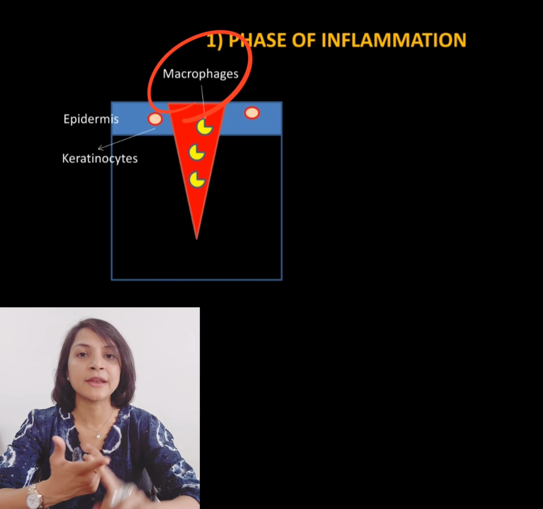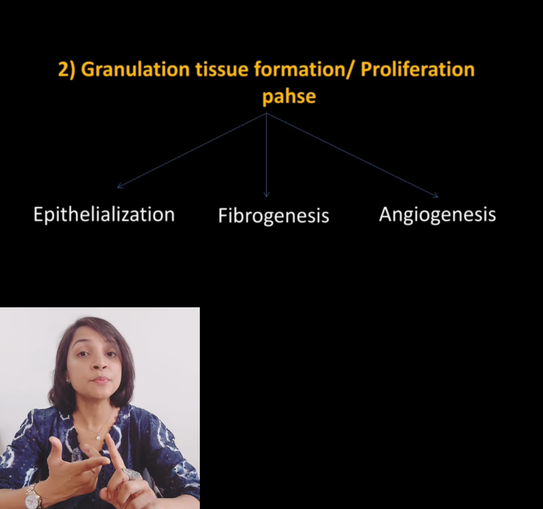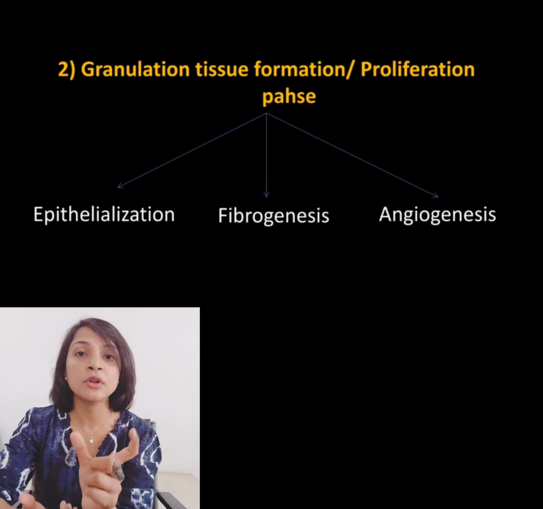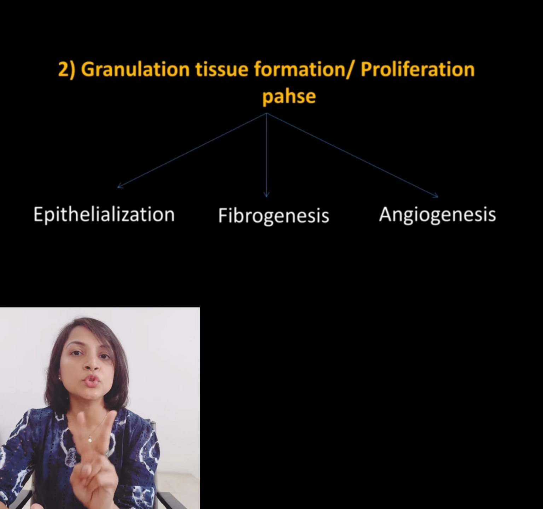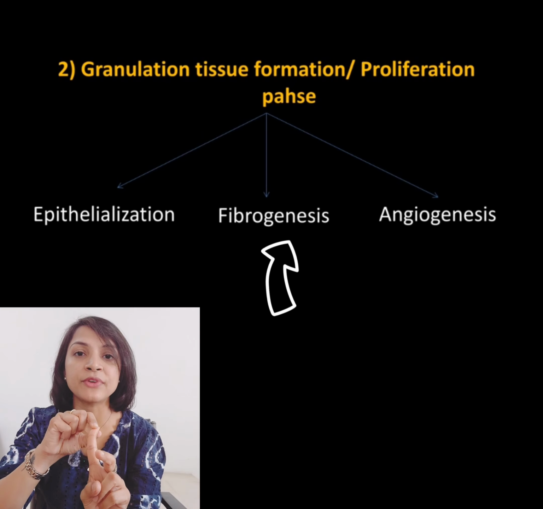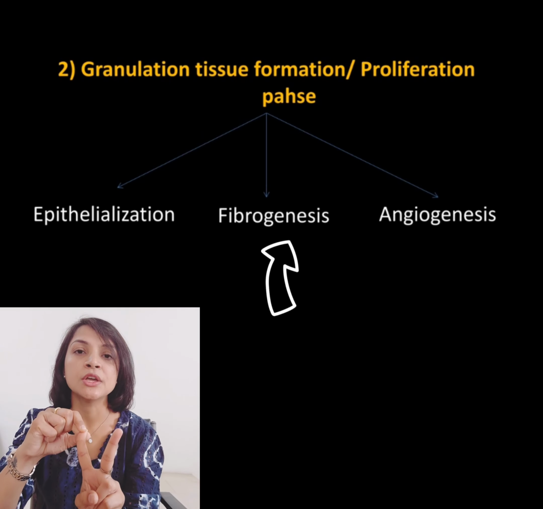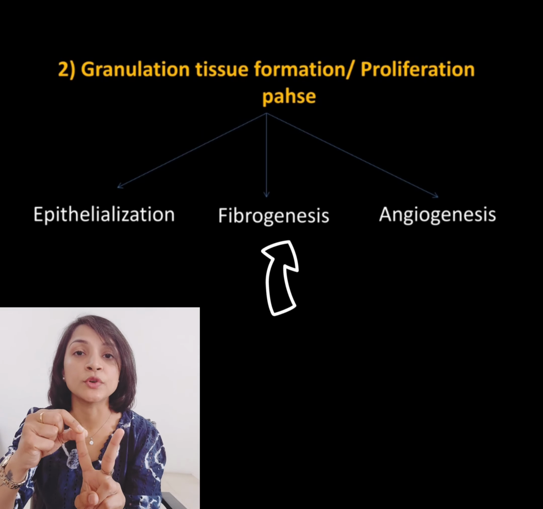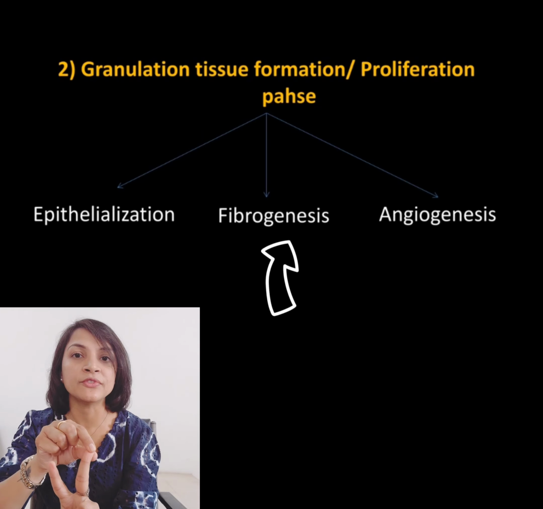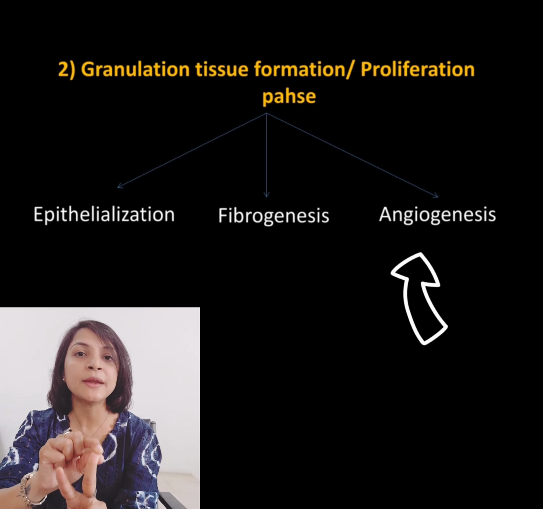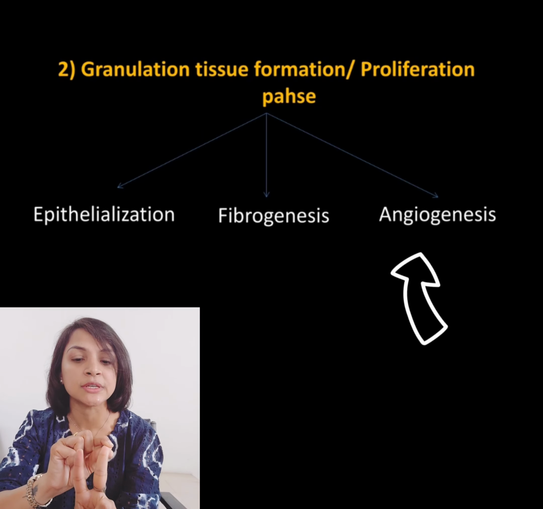Then second is the granulation phase, or we can say it is the proliferation phase. As the name suggests, proliferation, so there is a proliferation of two things. One is the fibroblast proliferation, so they will form the fibrosis, and second is the proliferation of the blood vessel. That process is known as angiogenesis.